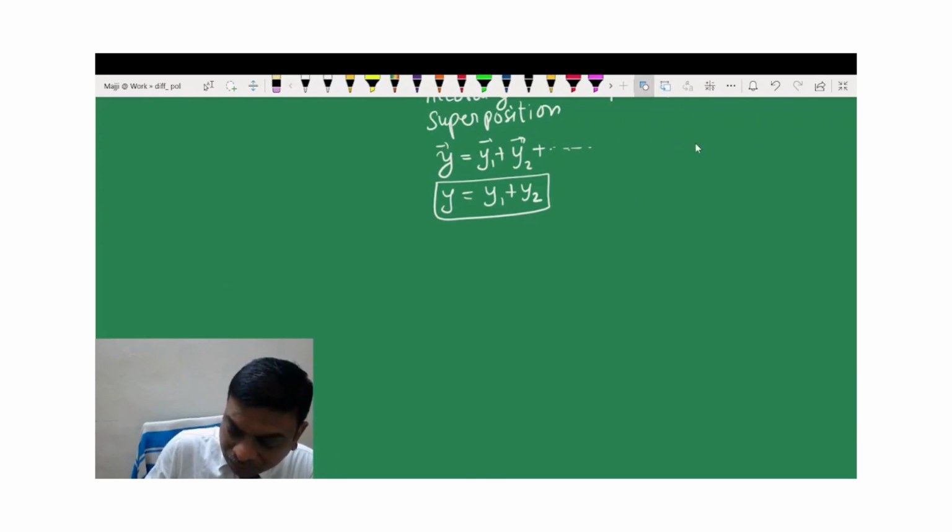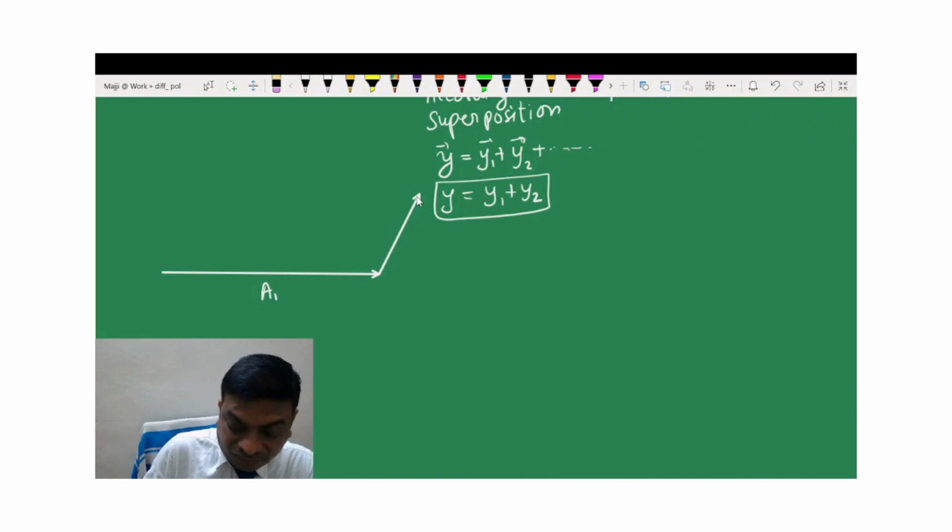Suppose you have a vector like this, whose amplitude is a1, and you have another vector whose amplitude is a2. If delta is positive, then this will be the figure. So this angle of deviation of A2 from A1 should be delta, the phase difference between them, as you can see.